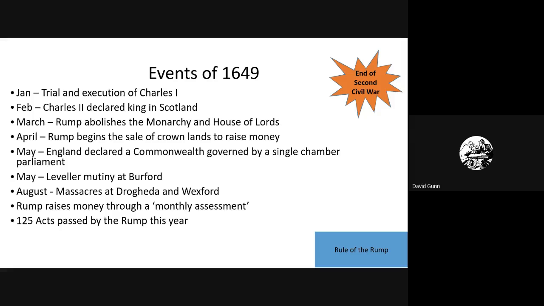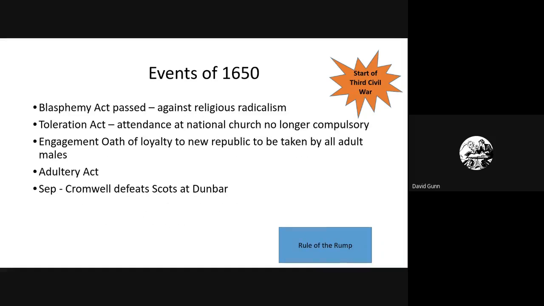And the rump passes 125 acts during this year. So actually quite productive, in terms of trying to find a kind of constitutional settlement. But you can see they're trying to find money, they're trying to quash rebellions, so perhaps not as focused on finding a settlement as they could be. The army is still very much in control of things.